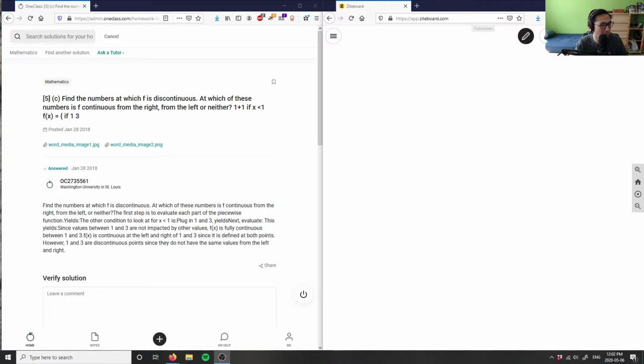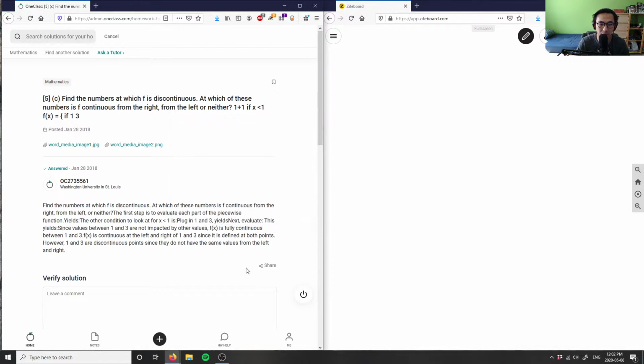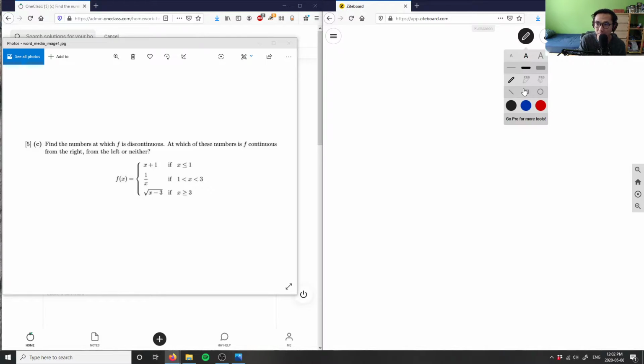So let me load those up for you. My first question says: find the numbers at which f is discontinuous. At which of these numbers is f continuous from the right or from the left or neither? Let me see if I can download both these images and open those up for you. Okay, so this is the question here.